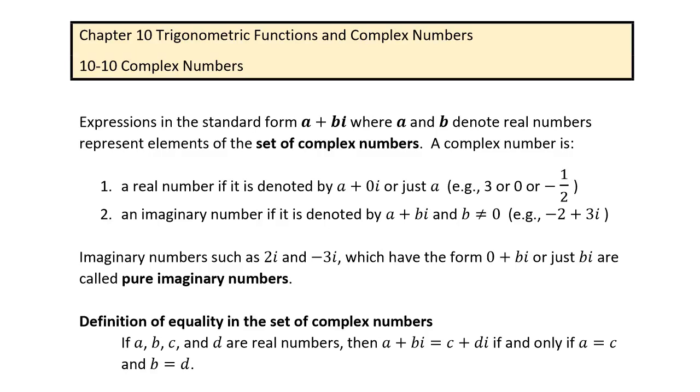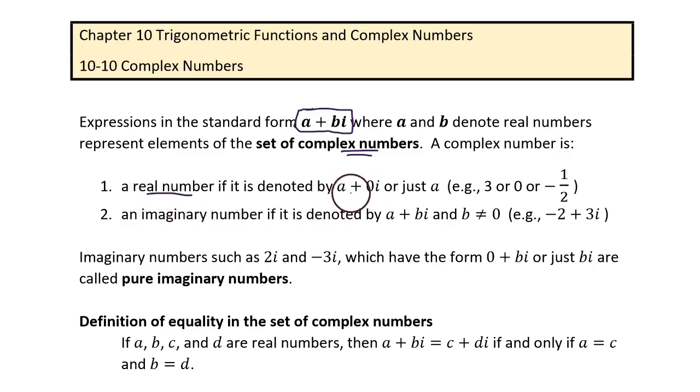This video is for section 10-10 about complex numbers. Expressions in the form a plus bi, where a is a real number and b is a real number, represent complex numbers. A complex number will be one of these two possibilities. A complex number includes real numbers.